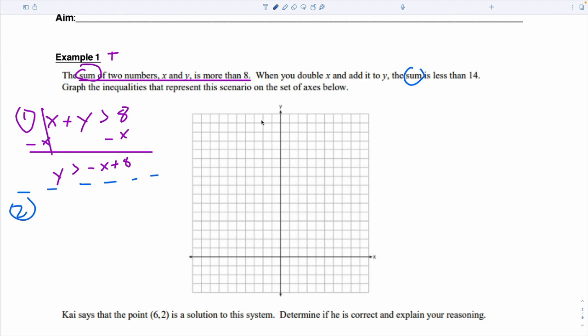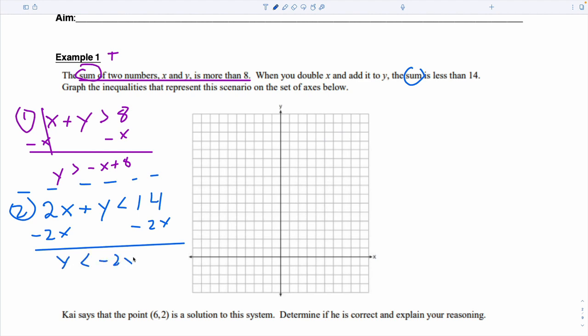If I double x, what is that kind of the same as doing? What operation? If I'm doubling something, Kylie, what do you think that would be? I'm multiplying it by 2. So let's double the x, multiply 2 by x, and then add that to y. They say it's less than 14. There's your inequality. Let's get it into y equals mx plus b form. Y is less than negative 2x plus 14.